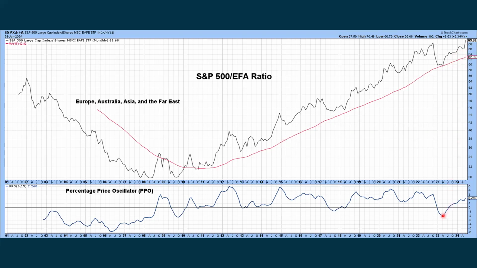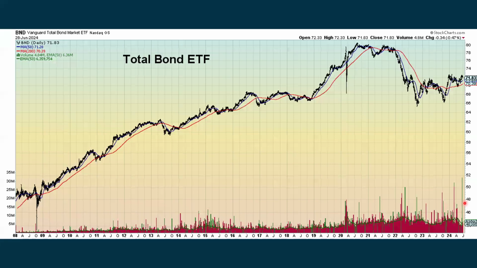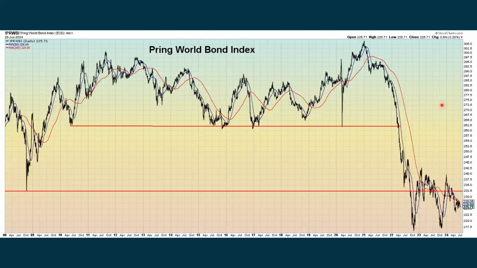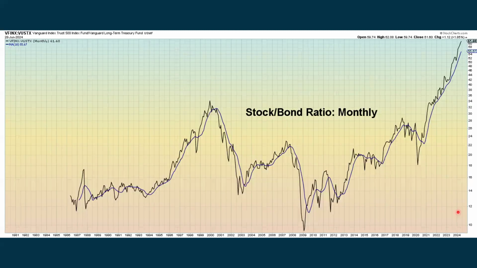And the momentum is measured down on the bottom, and that is starting to go back up, showing how U.S. stocks are also outperforming. We look at bonds based on price. This is the total bond ETF, which is above its 50-day moving average and still in an uptrend. The Pring World Bond Index is in a downtrend. It's really been choppy lately. U.S. bonds are holding up okay, but world bonds are under more pressure.